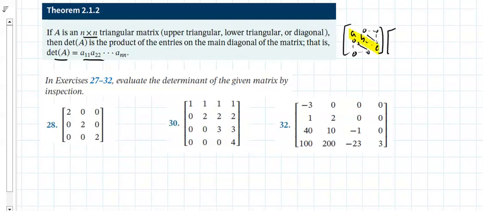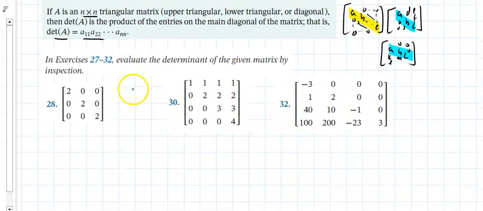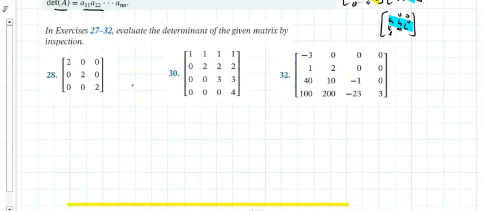You could have, let's say you have a 3 by 3 upper triangular, or you could have a lower triangular. The determinant in each case will simply be, and you could tell by picking a row or column, that's easy to see. So in this case, evaluate the determinant of the given matrix. Well, let's see how that plays.